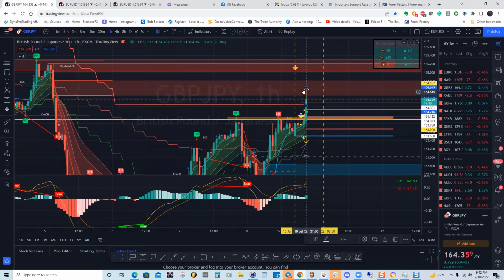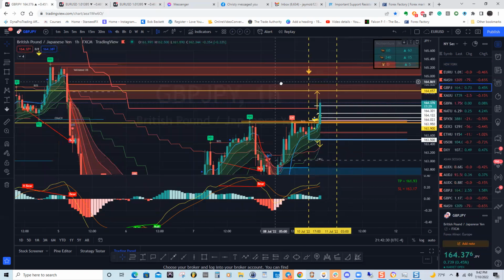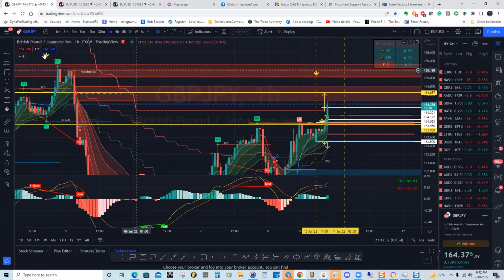Let me move it over a little bit. Here we look to catch that down. Right, exactly. But if that thing breaks 164.643, then it's going up to this level up here. This is the supreme double top we want right here. If we get that supreme double top, it's game time.